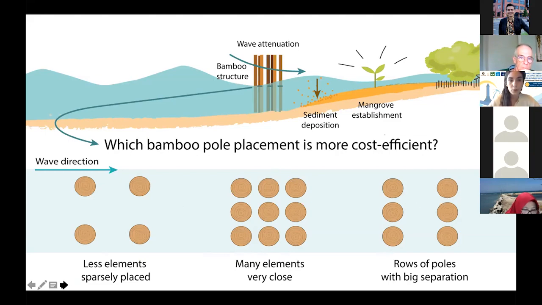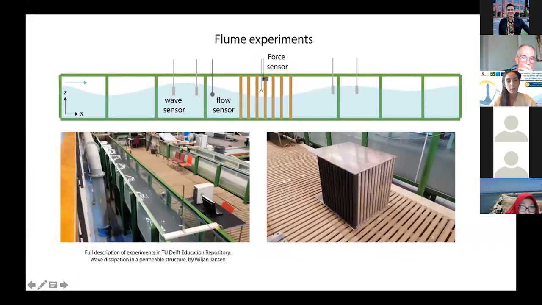And in order to test this, what we did is flume experiments, and I show this here. So in the lower left picture, you can see a wave flume, which is basically a tank with water where you can make waves, and then you can test prototypes. On the lower right picture, you can see the frame that we use in our experiments, consisting of aluminum elements placed in a frame.